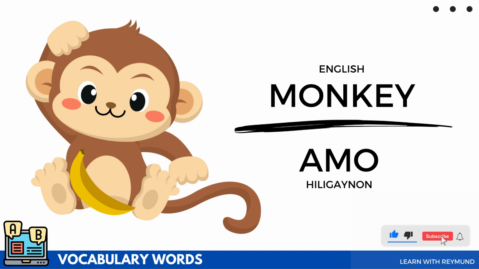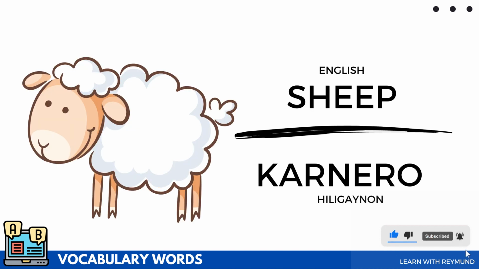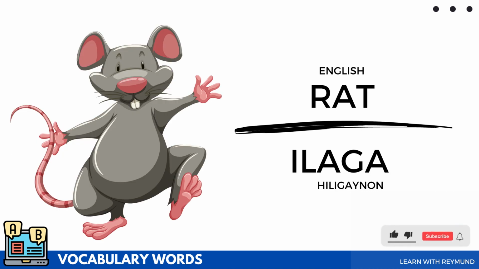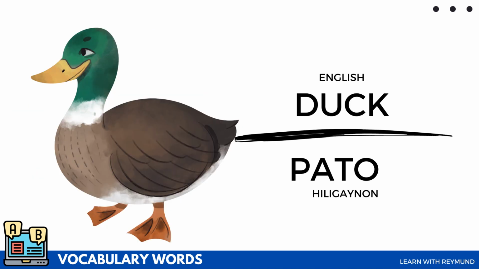Monkey, amo. It's a sheep in English, and in Hiligaynon, it's a carnero. Sheep, carnero. We also have a bat in English, and in Hiligaynon, it's a kabog. Bat, kabog. In English, it's a rat, and in Hiligaynon, it's an ilaga. Rat, ilaga. In English, it's a duck, and in Hiligaynon, it's a pato.